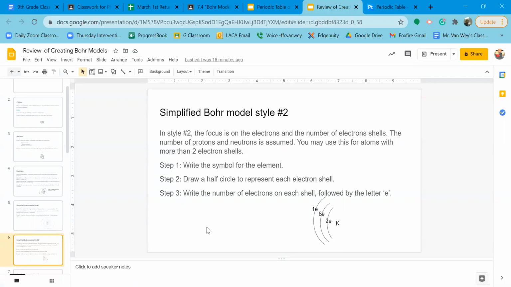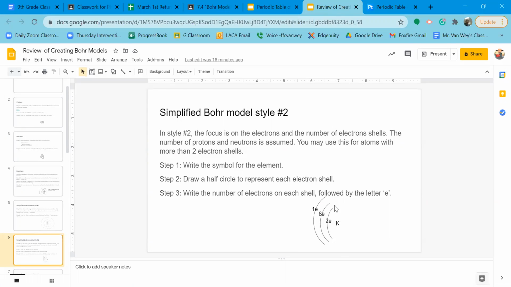We can use this model anytime we draw an atom that has more than 2 electron shells. So potassium is the smallest element I'll let you use this model for. But here are the steps. You'd write the symbol for the element, like potassium, K. I won't get into why potassium is designated with the letter K.